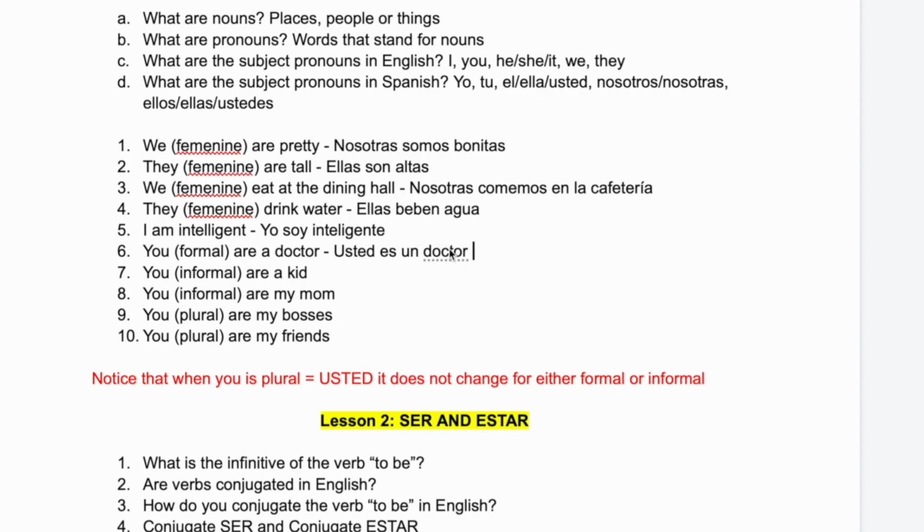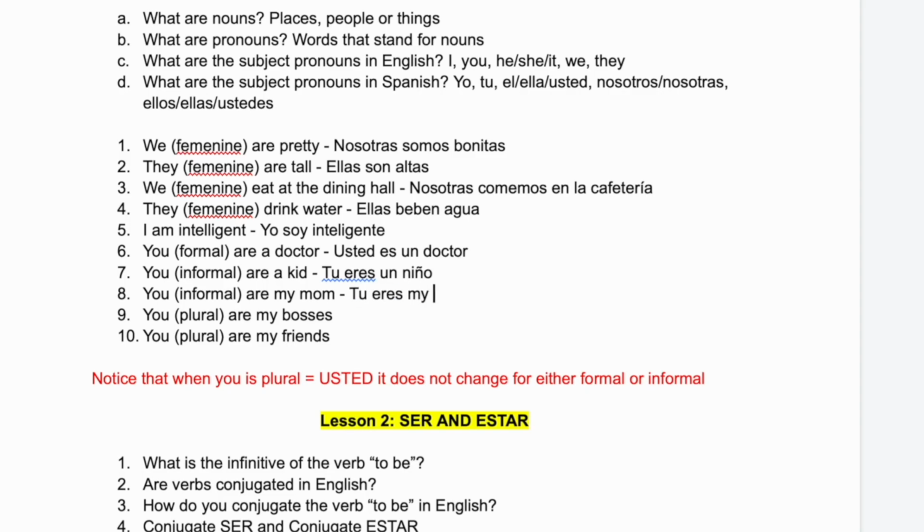You informal are a kid. So remember that with kids and people who are younger, you use tú. Tú eres un niño. You informal are my mom. For relatives and people that you know very well and that you have a very close relationship with, you would use tú. Tú eres mi mamá.